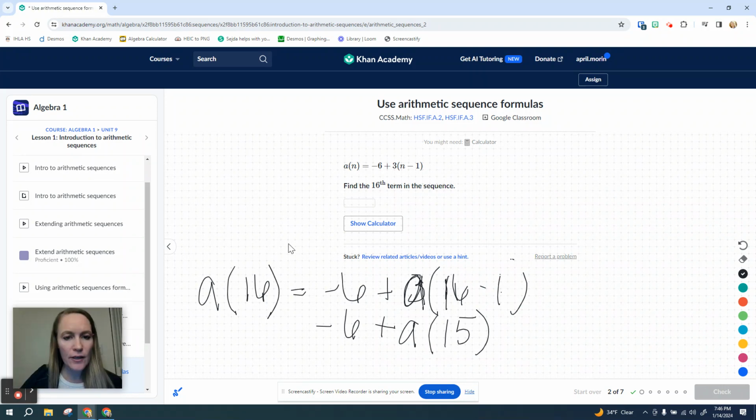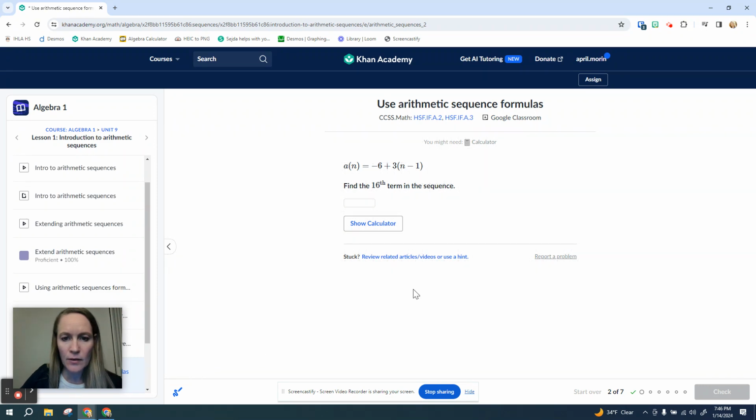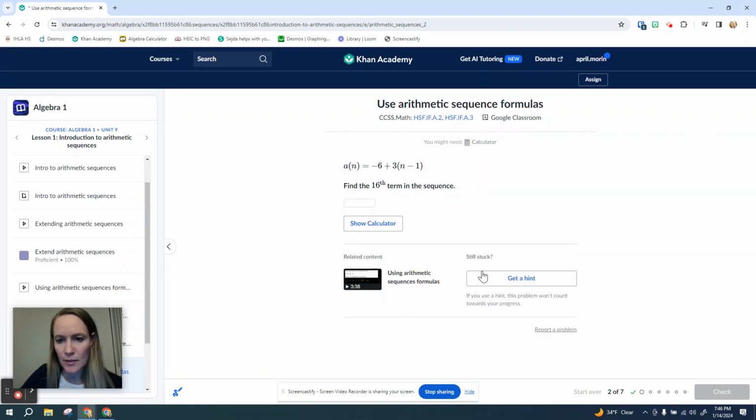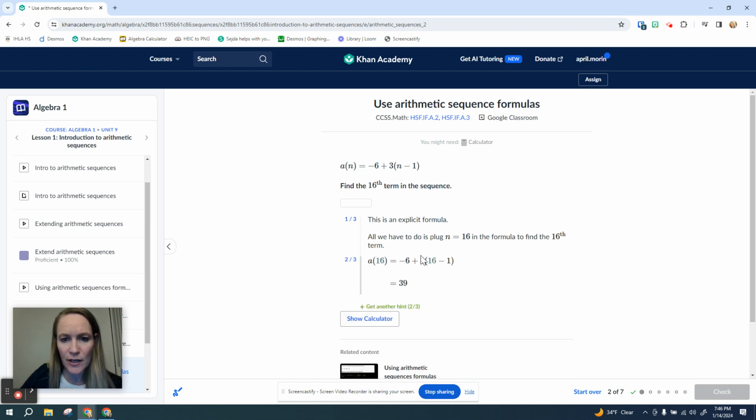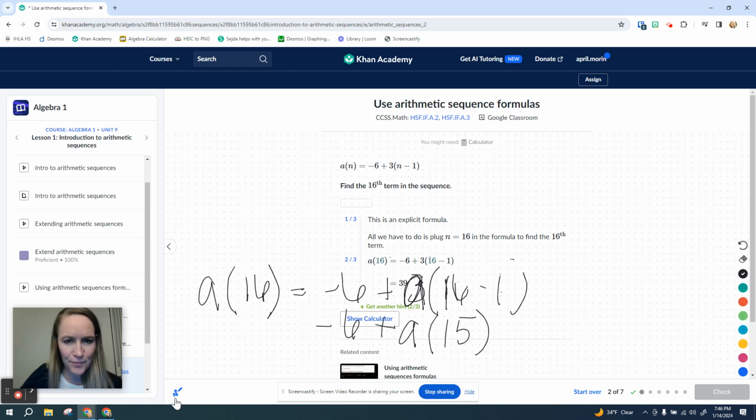And look, if we're stuck, we can show the related video or article. Let's go ahead and click that button. All we have to do is plug n equals 16 into the formula to find the 16th term, and then we get another hint. And then, 3. I did write the right thing. 3, of course. Okay.